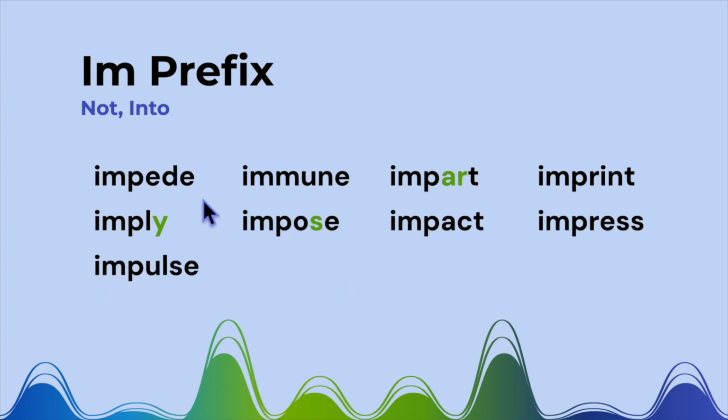Here are more words with the im prefix, which again can mean not or into. Impede, immune, AR says R, impart, imprint. This Y is going to have a long I sound, imply. This S will have its second sound of Z, impose, impact, impress, impulse.